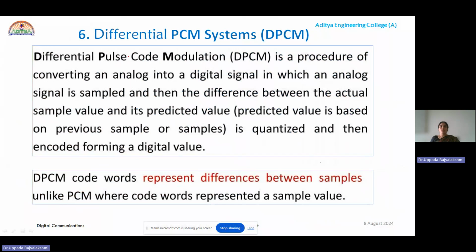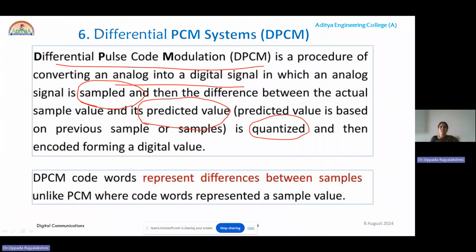To overcome all these drawbacks, we are moving to differential pulse code modulation. Here in this DPCM, it will undergo A to D conversion, but along with that, we will not transmit all the samples. Here we will transmit only the difference between the respective sample and the predicted value. This predicted value is the past sample. So the difference between the present sample and the past sample is transmitted, and that is quantized and then encoded.